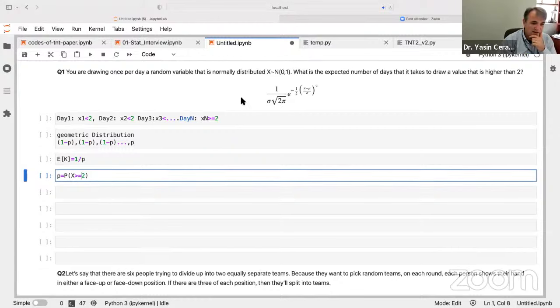So basically, we can also define this as 1 minus the probability of x less than 2, right? Because the probability of x less than 2 is the opposite, starting from negative infinity up to 2, the area under the curve, right? So that is P. Then I would ask if that will be sufficient, because if I know P, then take the inverse of P, it's going to give me the, on average, number of days.